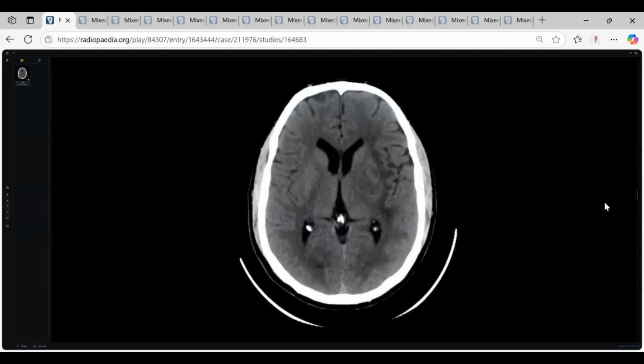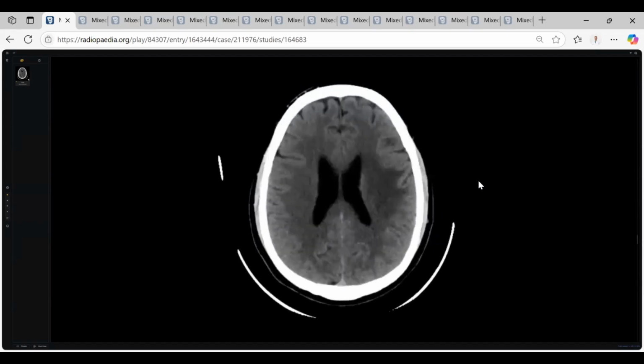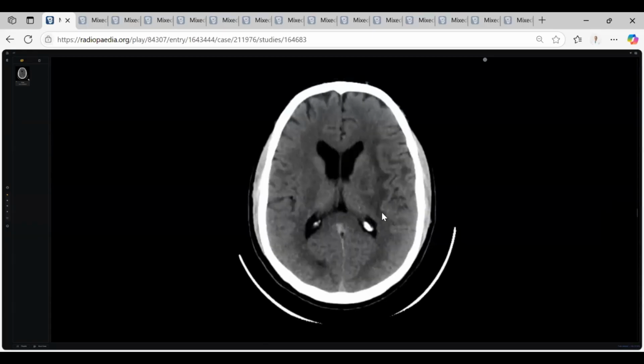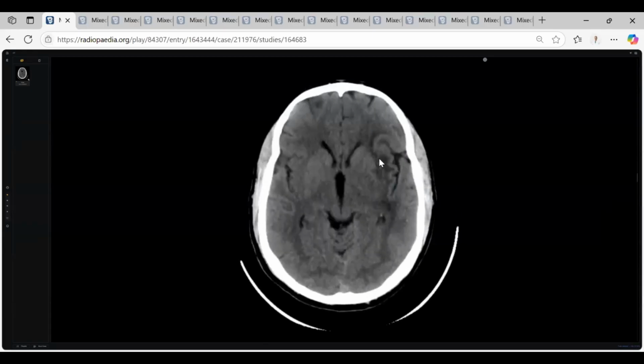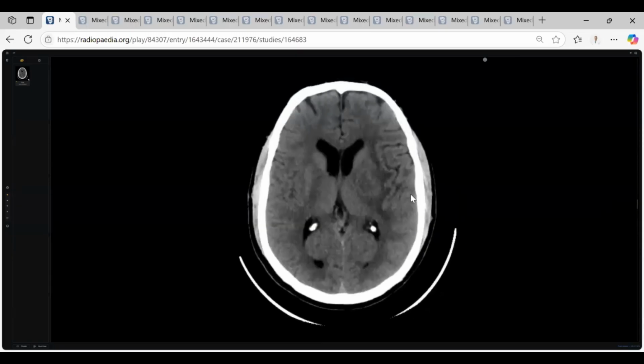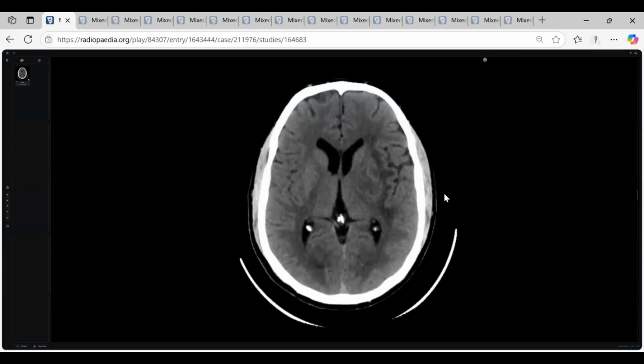Where is the lesion, doctor? Show me with the mouse. Where is it? Here, all this hypodensity. It is in the subcortical region. Okay.